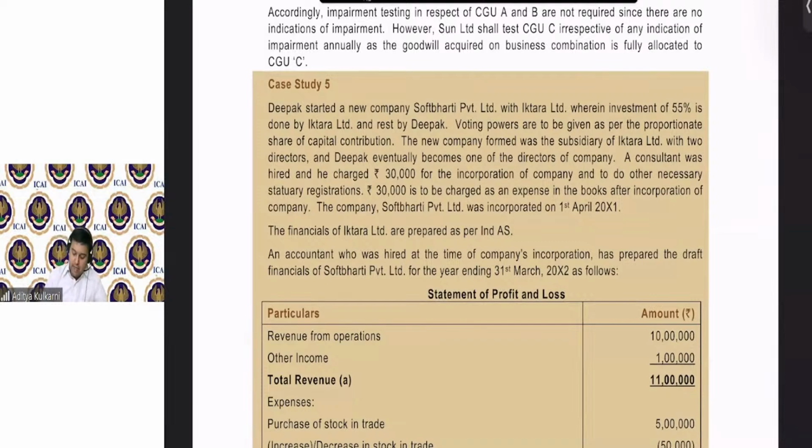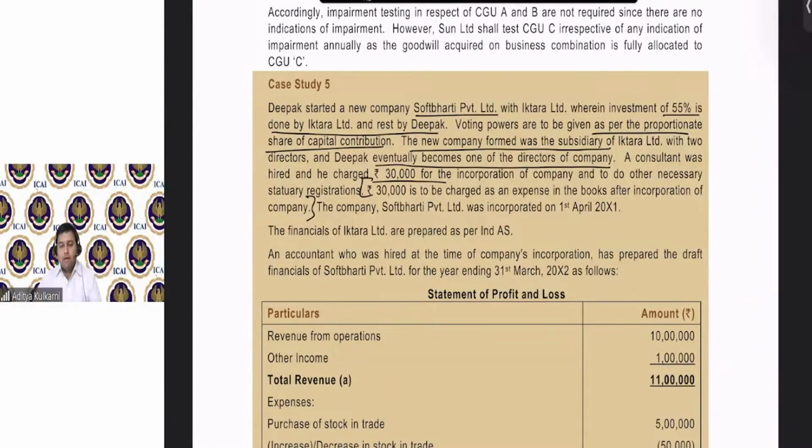Deepak started a new company, Soft Bharati Private Limited, with Iktara Limited, wherein investment of 55% is done by Iktara and the rest by Deepak. Voting powers are to be given as per the proportionate share of capital contribution. The new company formed was a subsidiary of Iktara Limited, with 2 directors, and Deepak eventually becomes one of the directors. A consultant was hired and he charged 30,000 for the incorporation of the company and to do other necessary statutory registrations. 30,000 is to be charged as an expense in the books after incorporation of the company.